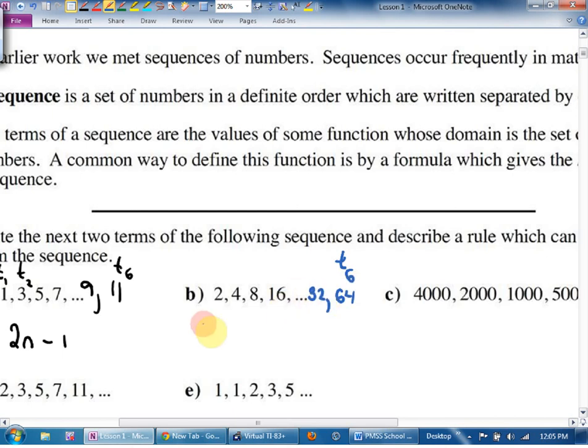Evan, you're on a roll. What? The nth term is 2 to the n. Let's see. 2 to the 1 is 2. 2 squared is 4. Yep, that works.